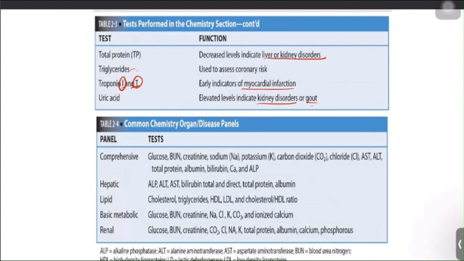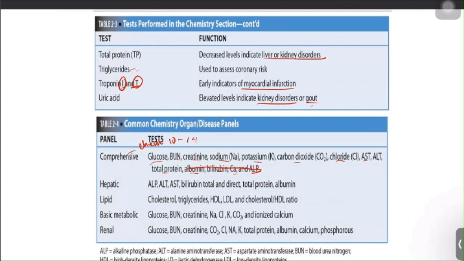Other common chemistry organ or disease panels. So you do have the comprehensive panel. Usually this is being evaluated as your Chem 10 or Chem and so on. Counting 1, 2, 3, 4, 5, 6, 7, 8, 9, 10, 11, 12, 13, 14. So that is Chem 10 to 14. Usually, those four are not included. So this is only what is included.